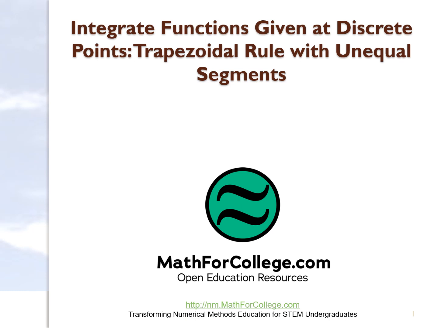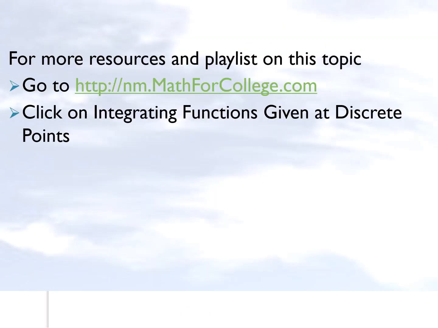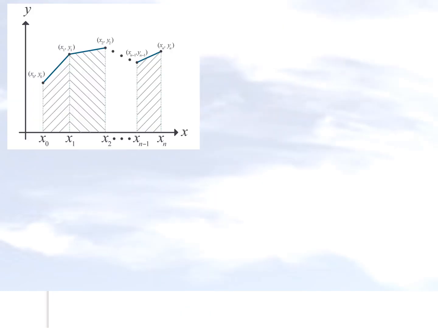In this segment, we will integrate functions which are continuous, but they are only given at discrete data points. Specifically, we'll talk about using the trapezoidal rule with unequal segments. So let's suppose you are given a function which is given at x0, x1, all the way to xn, and somebody tells you to go ahead and integrate this function from x0 to xn.